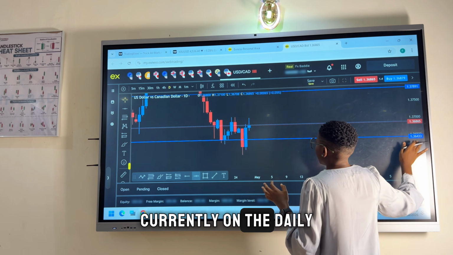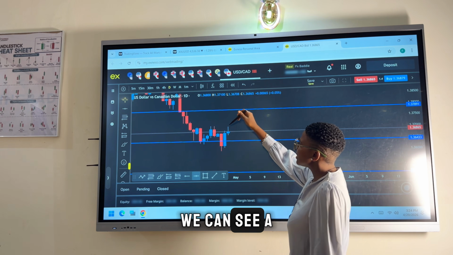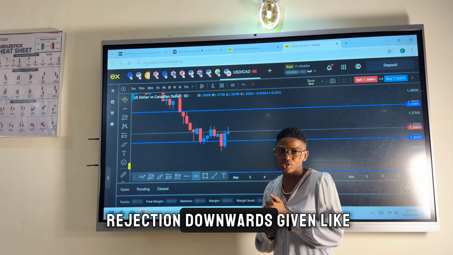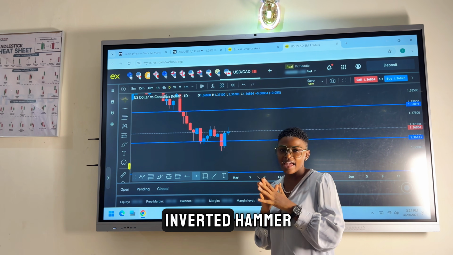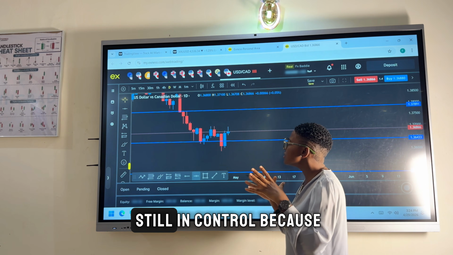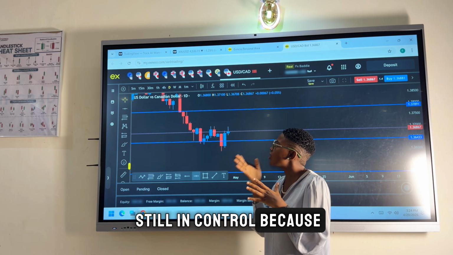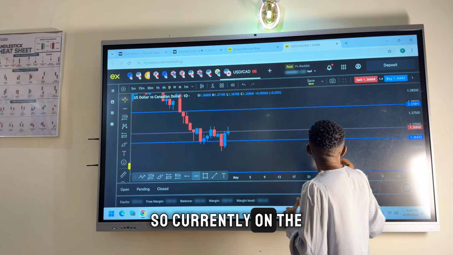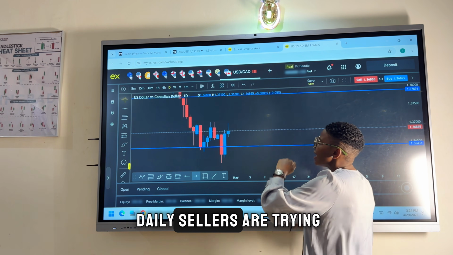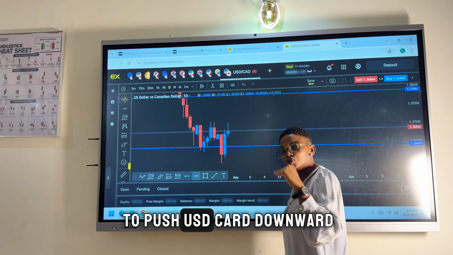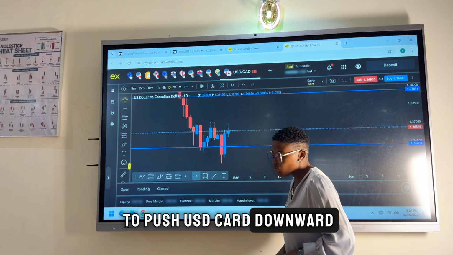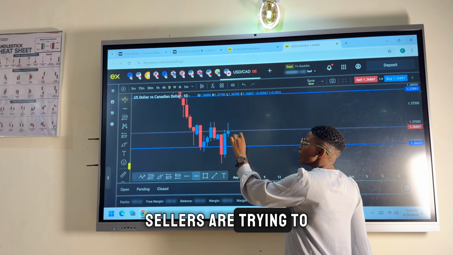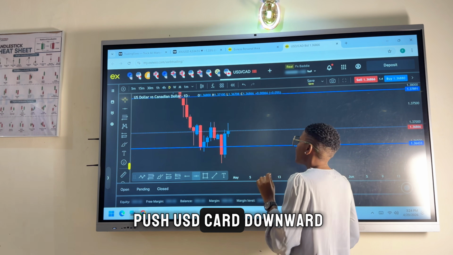Currently on the daily, we can see a rejection downwards, like an inverted hammer, but then buyers are still in control because the candle is blue. So currently on the daily, sellers are trying to push USD CAD downward.